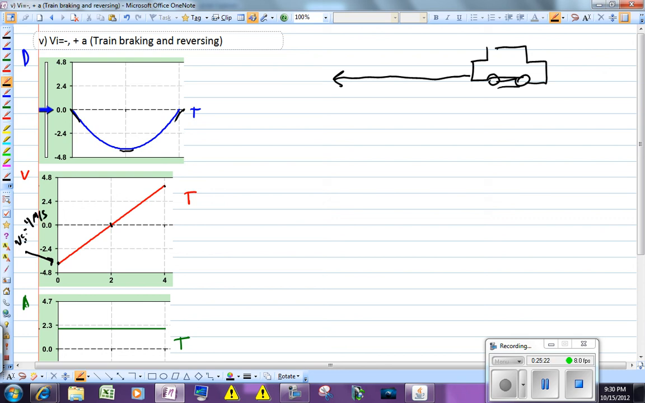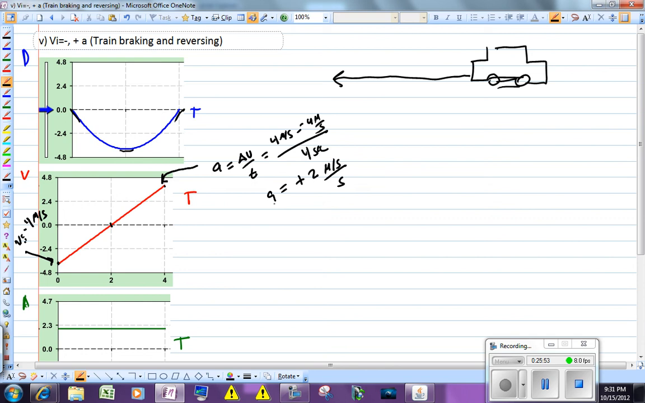If you calculate the slope, that's going to give you the acceleration, the change in the velocity over time. Well, when you go from negative 4 to positive 4, so 4 meters per second minus negative 4 meters per second, and you do that in 4 seconds, that's going to give you an acceleration that is positive 2 meters per second every second, or plus 2 meters per second squared.